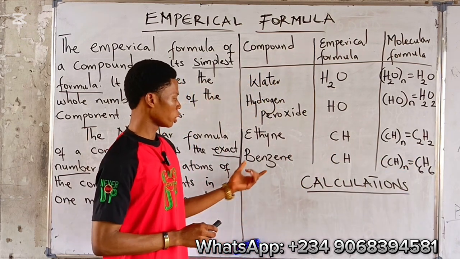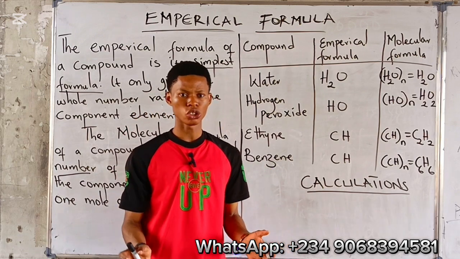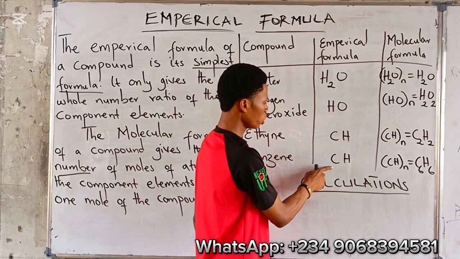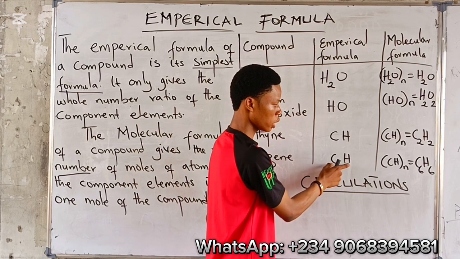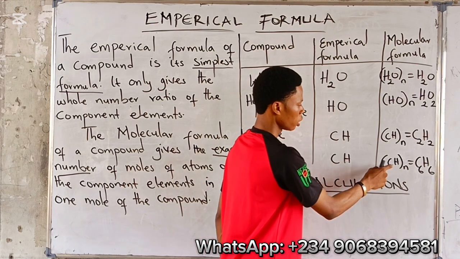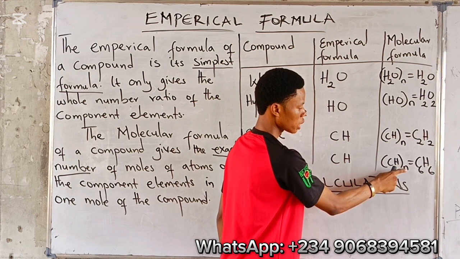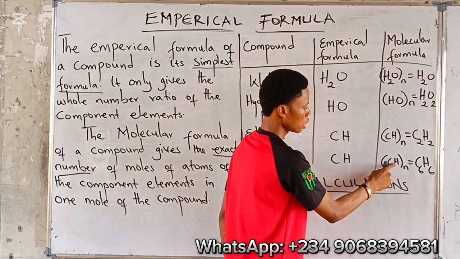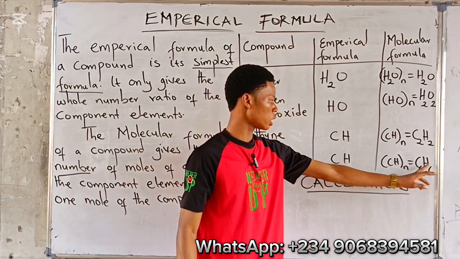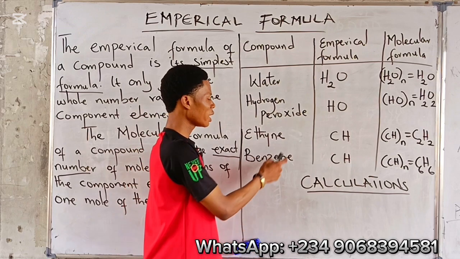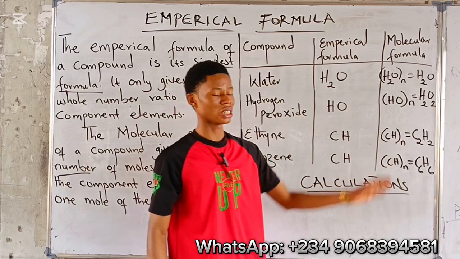Let's check the last one here, benzene. Benzene contains only two elements too, carbon and hydrogen. And the simplest ratio here is CH, because that's what it contains. Now the molecular formula is the empirical formula times n, and n in benzene is 6. So 6 times C will be C6, and H6, right? So the molecular formula of benzene is C6H6. If you notice, ethyne and benzene have the same empirical formula, but their molecular formulas are different.